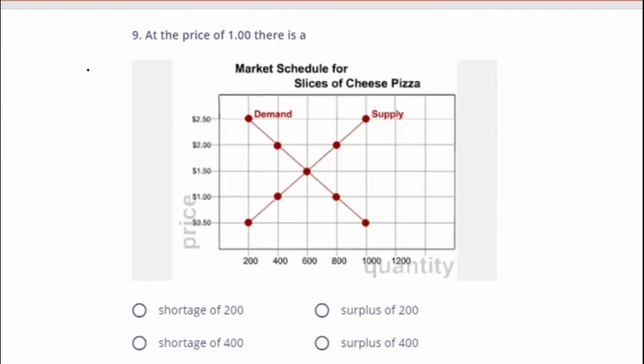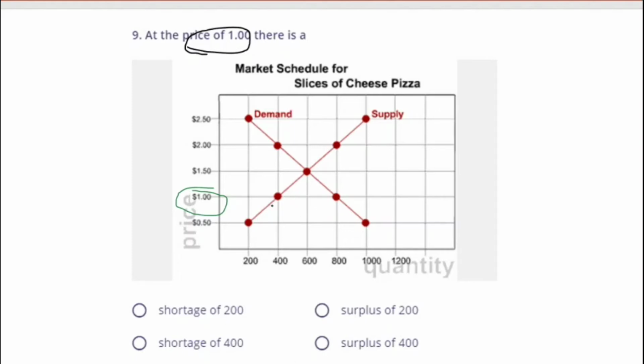The price of one, and there's a graph that goes here regarding the market schedule for slices of cheese pizza. Okay, students, don't be overwhelmed whenever you see that. I'll just change my pen color so you won't be confused. Let's have at least a green because there's already red there. So that's the thing that you need to remember. This is the price of one. Now that you've seen that, what is the question? Is it shortage or surplus?